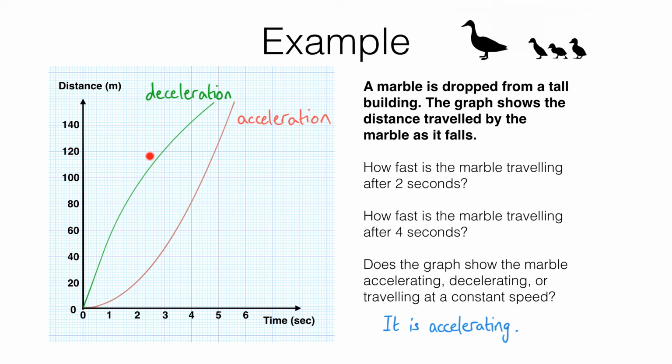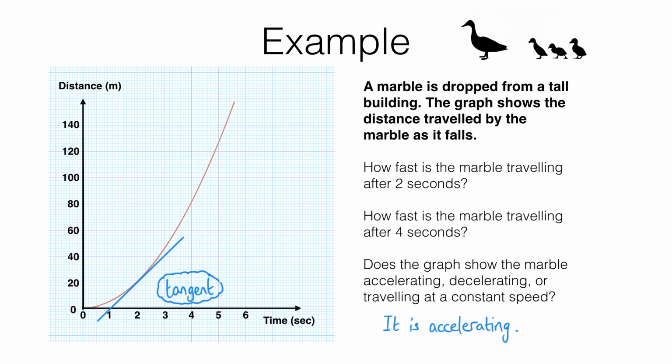So this represents a decelerating object. Now, let's go back to the previous two questions. First of all, we want to work out the speed of the marble at 2 seconds. I'm going to do this by drawing a straight line that just touches the curve here, that has the same gradient that the curve appears to have just there. This line is a tangent to the curve at this particular point.